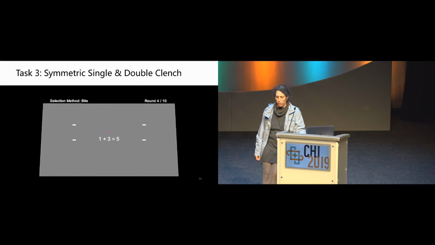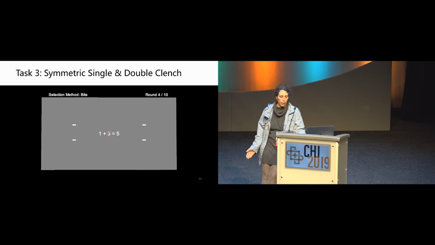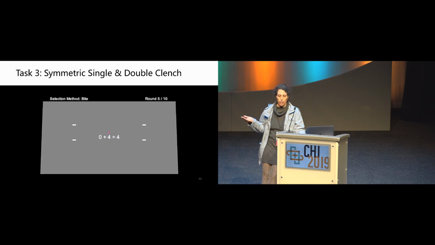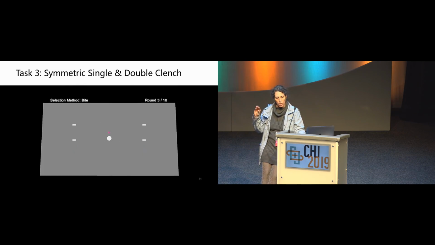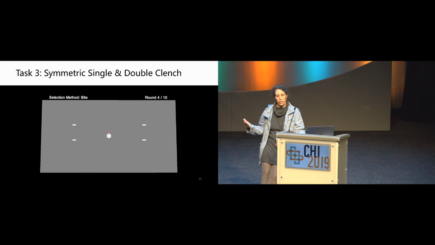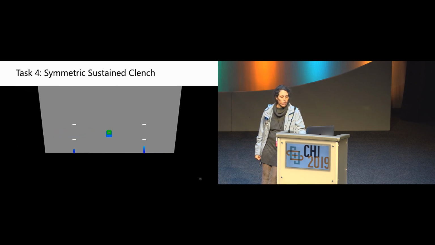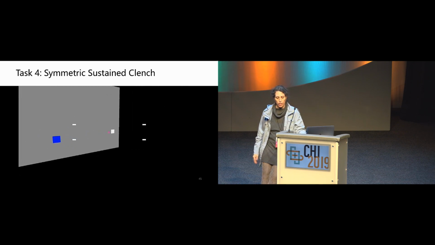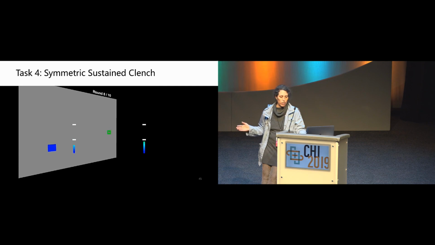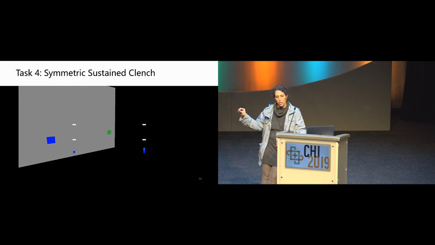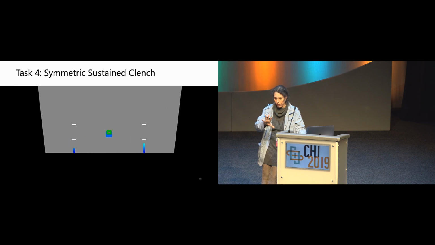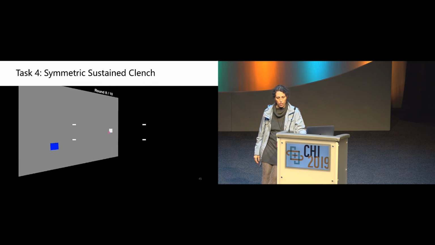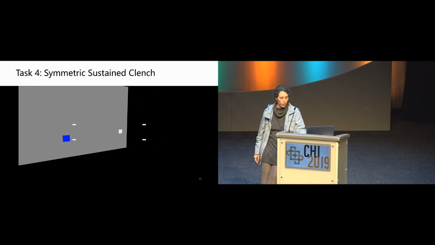In this task, we were comparing their ability to use double and single clench to indicate 2 different responses. So what they're doing here is they're looking at the equation and they're clenching once for yes and twice for no based on whether the equation is actually correct or not. In task 4, we are using a sustained clench. And it's symmetric, meaning they don't have to differentiate one side from the other, as was everything I showed you so far. And what they're doing here is they're starting the clench to grab something. They're using the head mouse to move, and then when they release, it gets dropped. So that's a way of moving something across the screen.